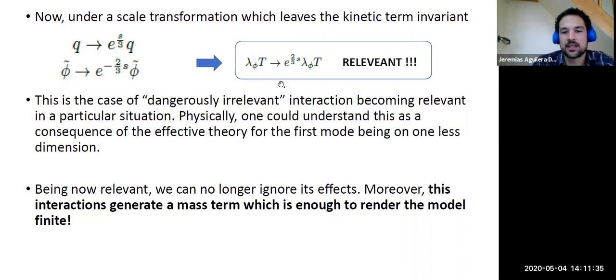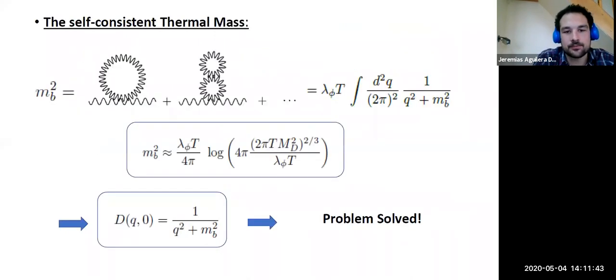And actually, the effects of these self-interactions are the ones that generate the mass that cures our problems. The way to obtain this mass is to self-consistently solve the equation obtained from resumming all these diagrams, which are the leading order diagrams. Once you solve the Schwinger-Dyson equation associated to this, you obtain this expression.